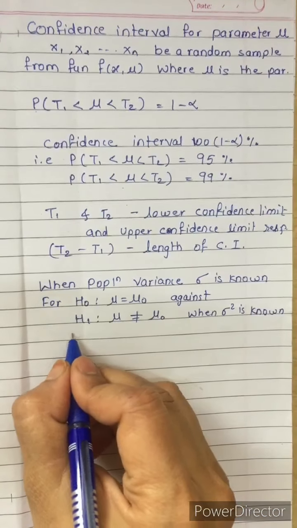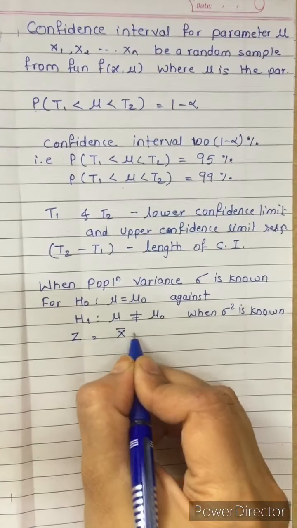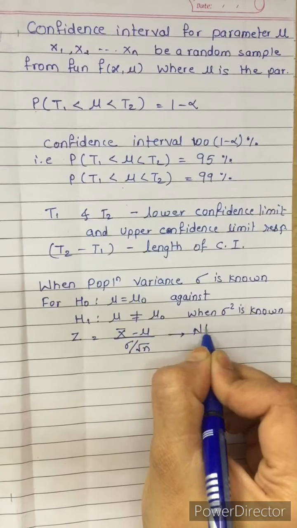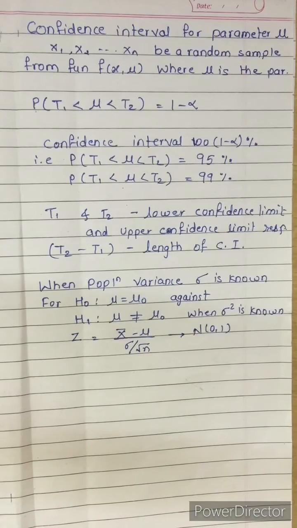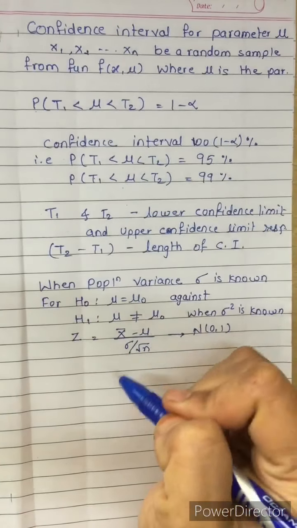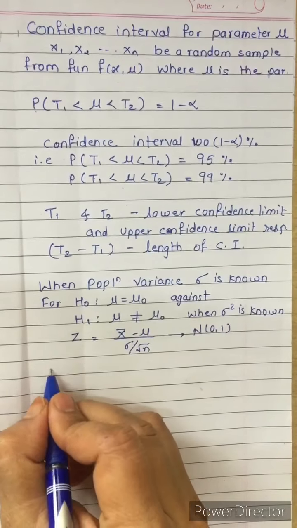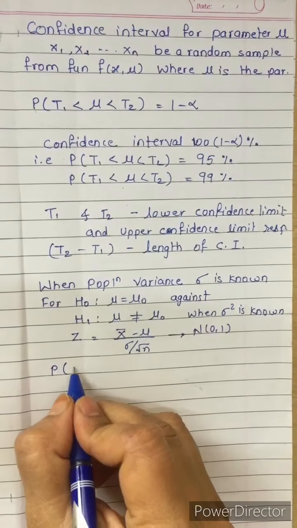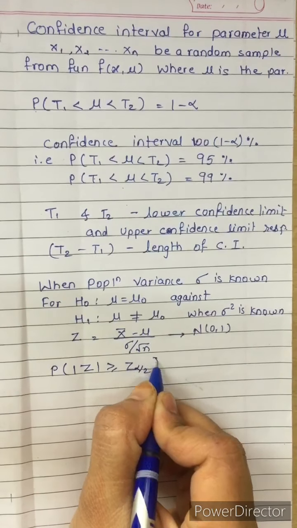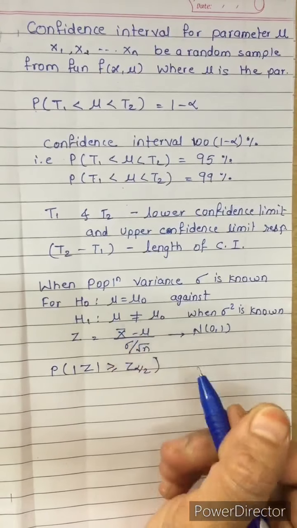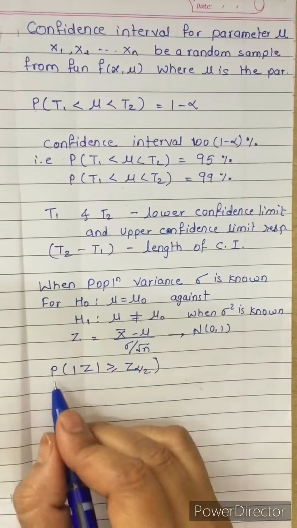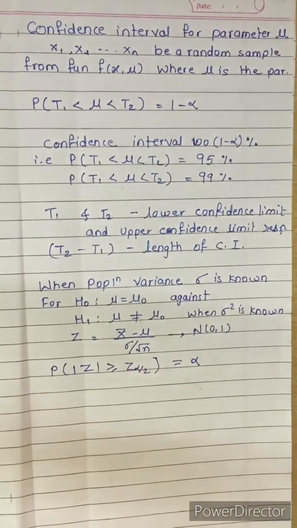So here z will become x bar minus mu upon sigma by root n, which follows normal 0, 1. Now we need the value of T1 and T2 for confidence interval. We start with the probability of critical region, that is mod z greater than or equal to z alpha by 2. Here we take alpha by 2 because we have two-tailed test. This is the critical region, and probability of critical region is alpha.